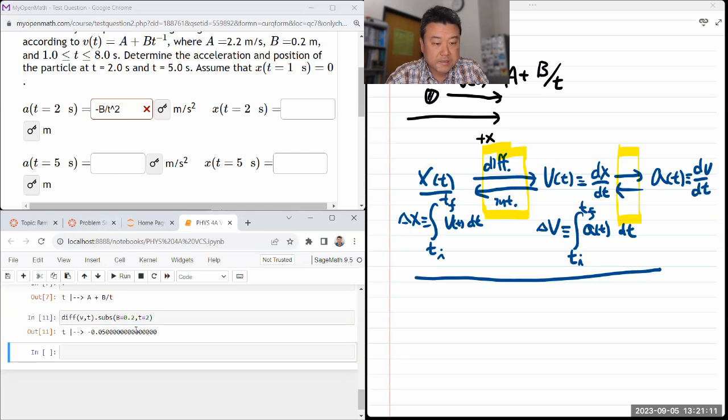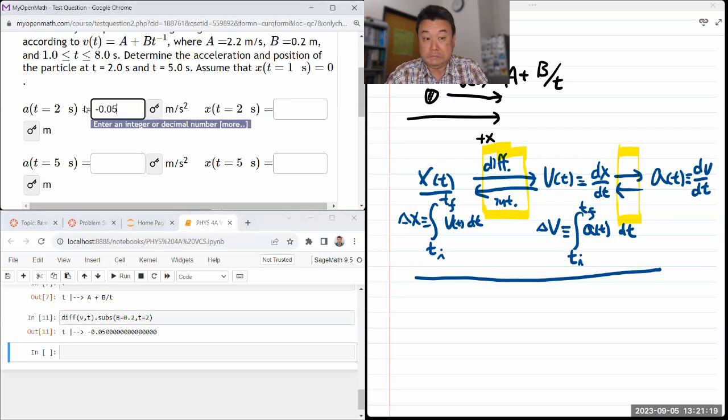This is giving me the value of that differentiation function. So minus 0.05 in the correct units should be the correct answer. Let's see.